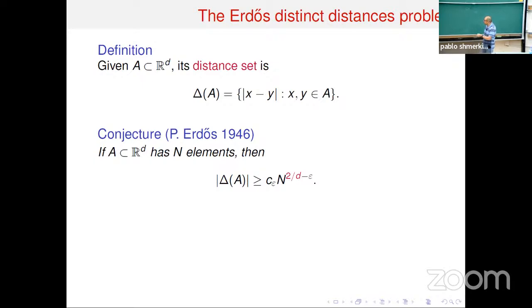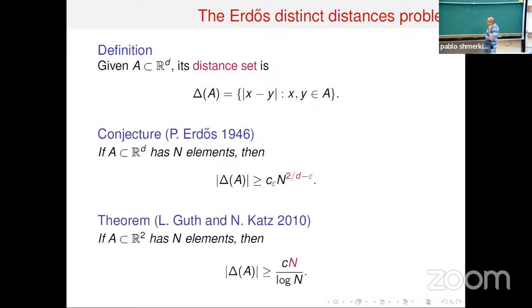Where is this coming from? It comes from a lattice. So if you have a lattice of n to the 1 over d times n to the 1 over d and so on elements, it has n elements and it spans roughly these many distances. So the conjecture is somehow that the lattice is the extremal configuration for this problem. And this is known to be true by a very important breakthrough of Larry Guth and Nets Katz in the plane, but it is open in all other dimensions. So it's only known in the plane. And again, this was a massive breakthrough.